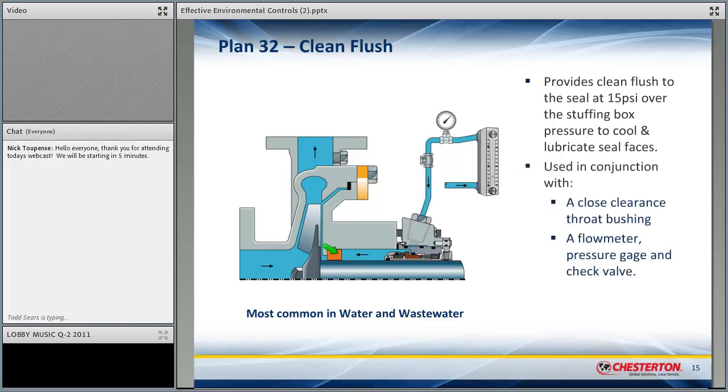We use it in conjunction with that close clearance bushing, but in addition to that, we utilize a flow meter to regulate the amount of flush water being utilized, a pressure gauge so we can manage the pressure, and once again we want it at 15 to let's say 20 psi over the stuffing box pressure, as well as a check valve.